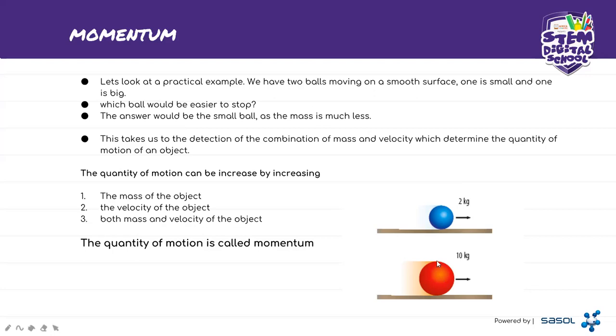Or if we decrease this speed and increase this one, then this one would still be the one that stops faster. But if we increase the speed of this one, even though it's 10 kilograms and this is 2 kilograms, if this speed here increases, then this one could likely be stopped much faster. So it always depends on what you change. You can change the mass, you can change the velocity, or you can change both the mass and the velocity. So what is this? This quantity of motion is what we call momentum. So whenever we're working with momentum, this is what we are calculating: the quantity of its motion.